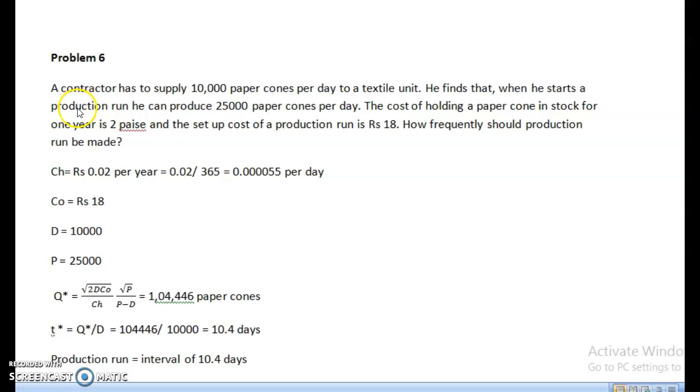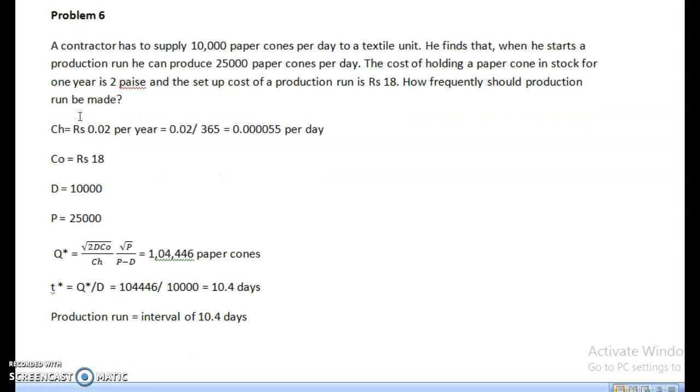This is the question given under the case 2 model. A contractor has to supply 10,000 paper cones per day to a textile unit. He finds that when he starts a production run, he can produce 25,000 paper cones per day. The cost of holding a paper cone in stock for 1 year is 2 paise and the setup cost of a production run is rupees 18. How frequently should production run be made?